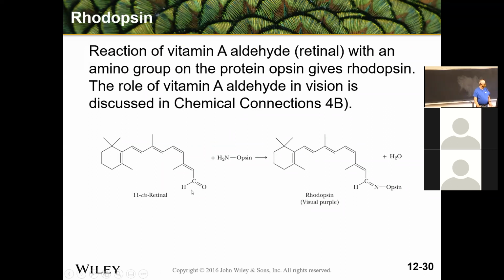Right, this is an important reaction in vision. Cis-retinal, which is a metabolite of vitamin A, reacts with this protein called opsin. Opsin has an NH2 group. It forms this imine called rhodopsin or visual purple.